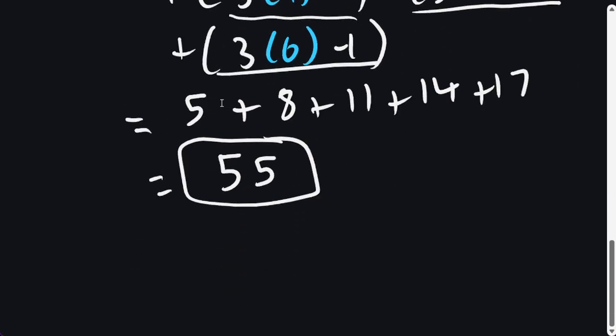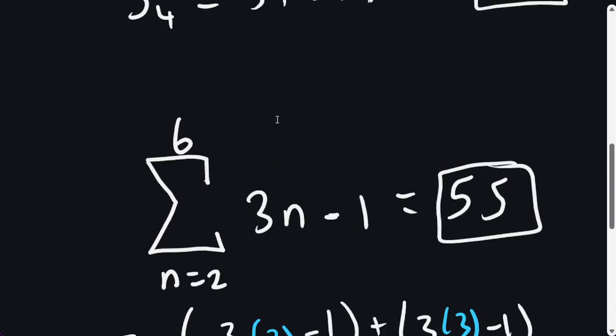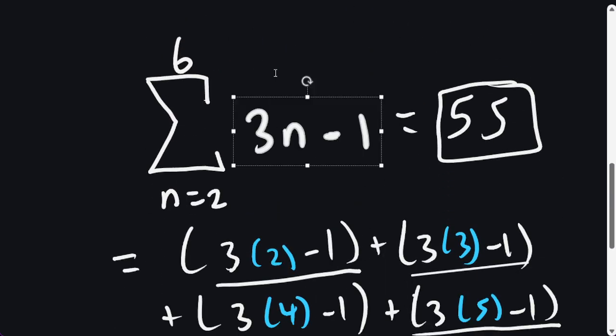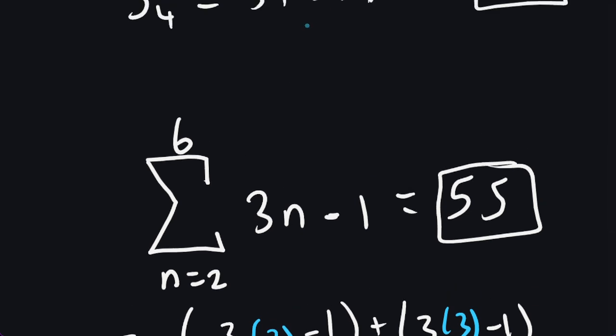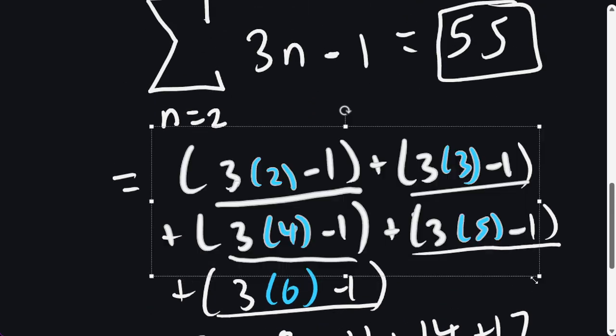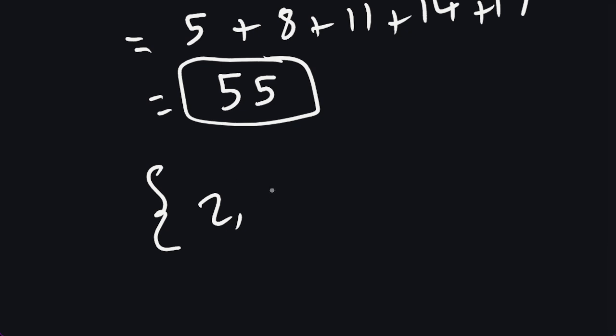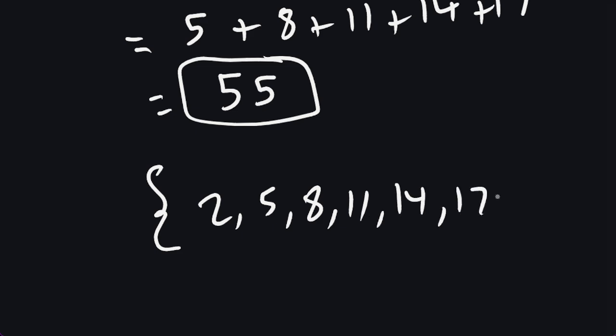So if we go ahead and list out that sequence, 3n minus 1, let's find 3n minus 1 when n equals 1. So 3 times 1 minus 1, that equals 2. So the first term of the sequence is actually 2. And then the other terms are right here. 5, 8, 11, 14, 17.